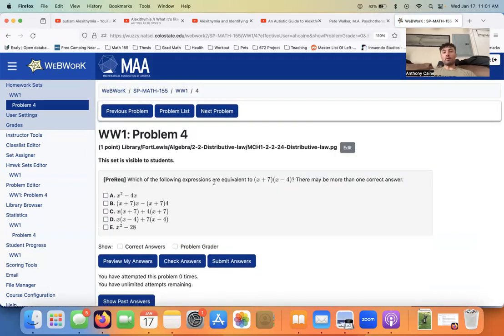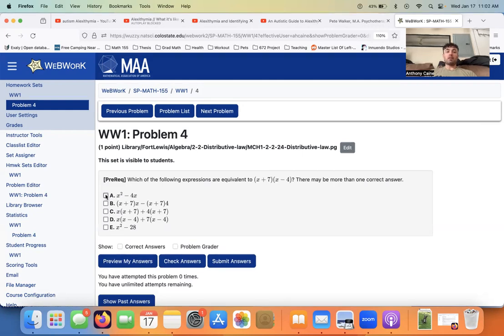Which of the following expressions are equivalent to this one? All right, so we're definitely going to have a constant term because the 7 and the -4 give -28. And we're also going to have a linear term, meaning something with just x to the power 1. We have +7 and -4. We're going to get +3x.